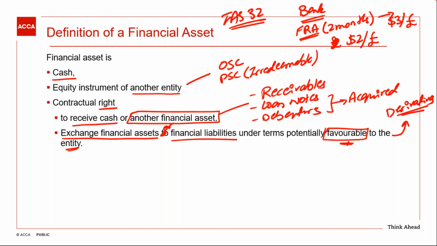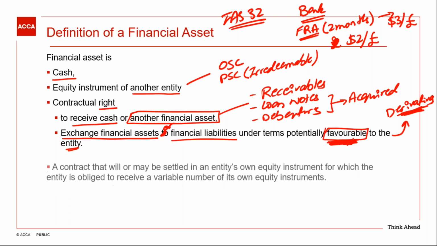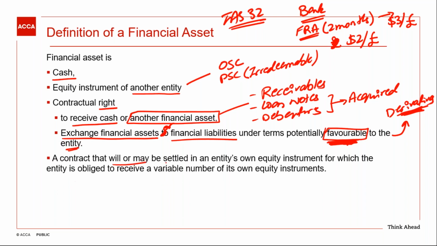So according to this point, all of the derivatives which are favorable to us are going to be classified as a financial asset. And if these derivatives are unfavorable, they will be classified as a financial liability. And then a contract that will or may be settled in an entity's own equity instrument, for which the entity is obliged to receive a variable number of its own equity instrument, is also classified as a financial asset.